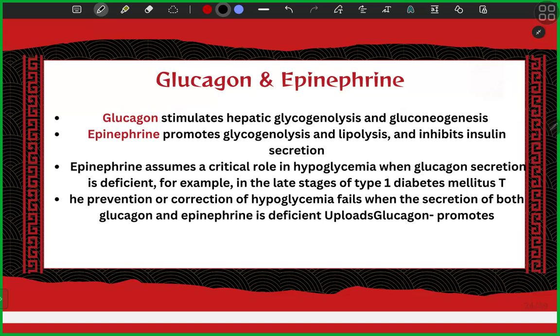In stages of type 1 diabetes mellitus. We talked about type 2 diabetes first. Type 2 diabetes was in the sulfonylureas, right? In those ones, I said that type 1 diabetes is an autoimmune kind of diabetes. So your cells are destroyed, right? Over here, why we're using epinephrine instead of glucagon is because my pancreatic cells are destroyed.